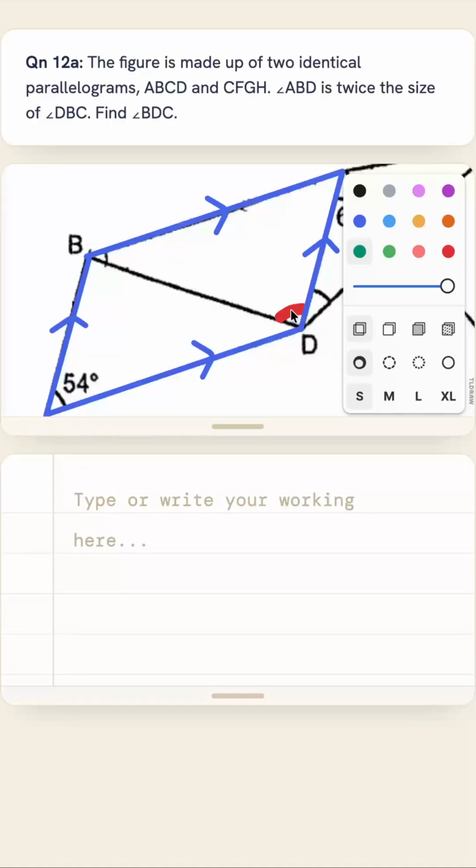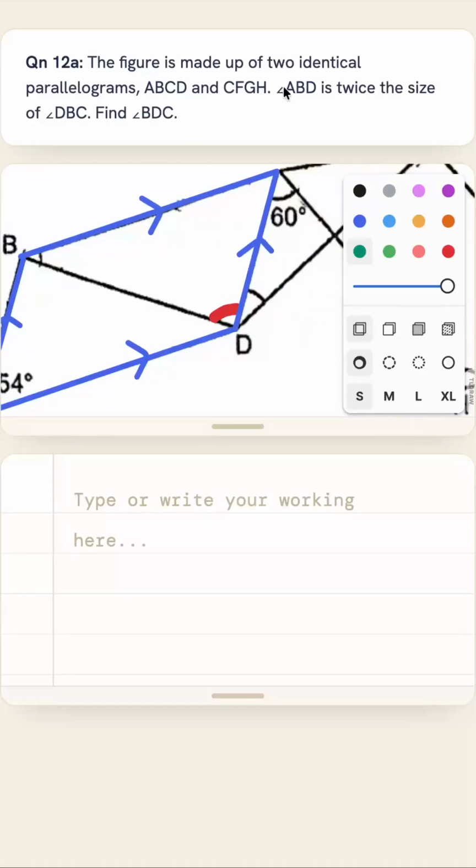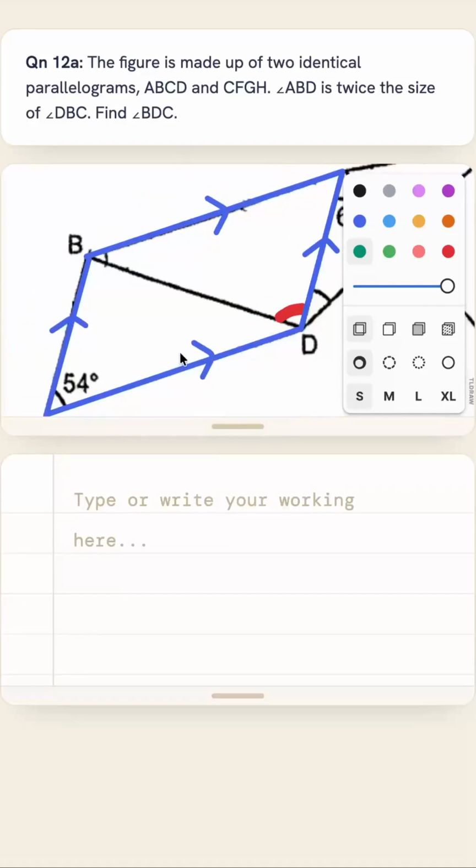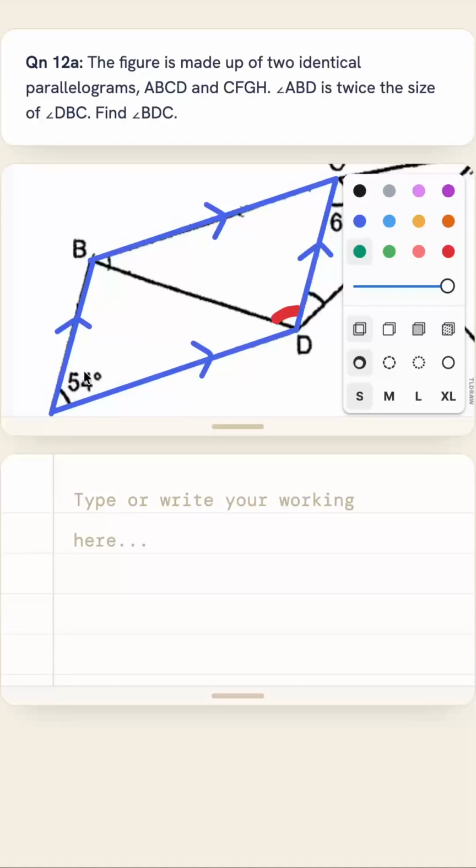the angle that you're looking for. So in this case, angle BDC is part of the parallelogram ABCD. So in this case over here, ABCD, there is this ABD is twice the size of DBC. So what does this mean? ABD will then be equal to 2 units, and then angle DBC is equal to 1 unit, right?